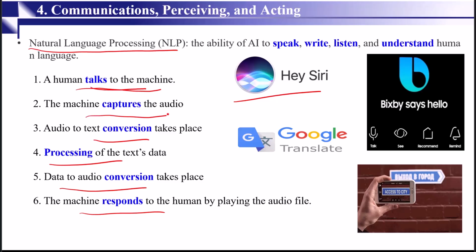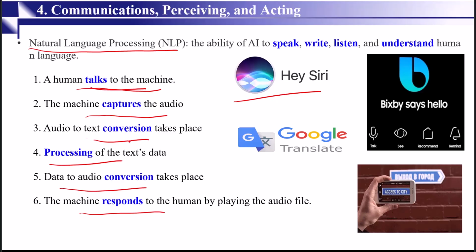And in here, capturing audio: if the input is spoken, the machine uses mics or other audio sensors to capture the audio. Then the captured audio is typically a continuous waveform. Then they will convert it to digital. Then they try to extract features, and there are several processes they will do on it, then try to understand. So later we will study them in detail.